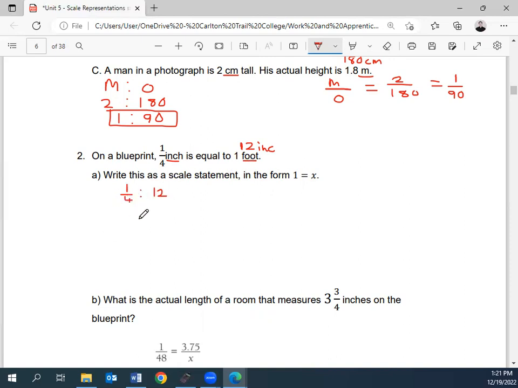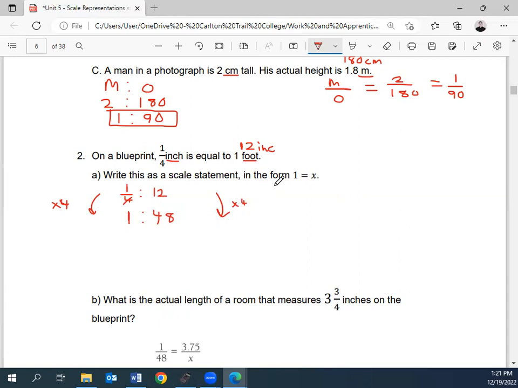So we times both sides by 4, right? Make it a nice even number. So it's a 1 to 48 then. Because all you did was times both sides by 4, right? That gets rid of this little denominator here. 4/4 is 1. Okay. So we've done number 2.